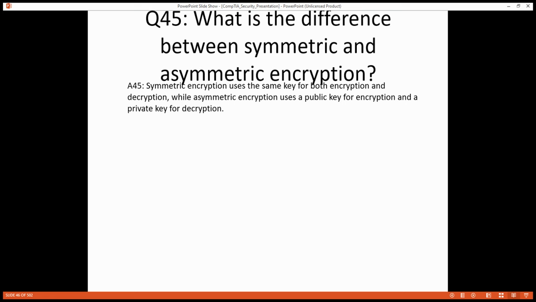Q45. What is the difference between symmetric and asymmetric encryption? A45. Symmetric encryption uses the same key for both encryption and decryption, while asymmetric encryption uses a public key for encryption and a private key for decryption.